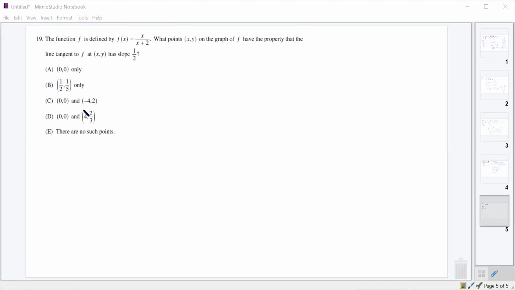All right, so we want the tangent line to this function to have a slope of 1/2. If the tangent line has a slope of 1/2, that means the derivative equals 1/2. So we need f prime of x to equal 1/2. And so we'll first find f prime of x using the quotient rule.